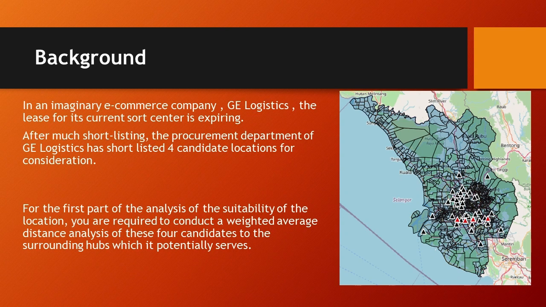In an imaginary e-commerce company, GE Logistics, the lease for its current sort center is expiring. After much shortlisting, the procurement department of GE Logistics has shortlisted 4 candidate locations for consideration. For the first part of the analysis of the suitability of the location, you are required to conduct a weighted average distance analysis of these 4 candidates to the surrounding hubs which it potentially serves.